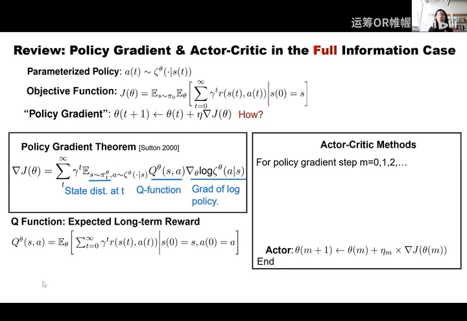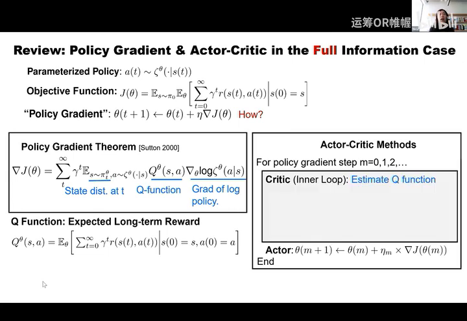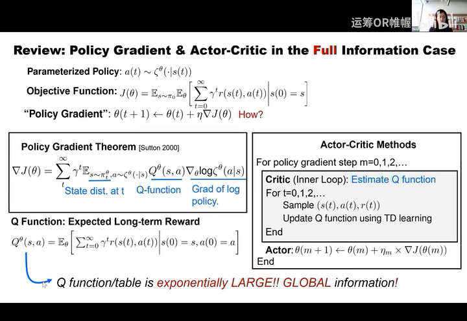On the actor part, I use the policy gradient theorem to update my parameter. For the Q function, because it is the expected long-term reward, I can estimate it based on my observations of the reward, using TD learning or some variation of TD learning. But I want to highlight one thing: the Q function, sometimes called the Q table, is defined on the state-action pair. The full information centralized case means the global state and global action.